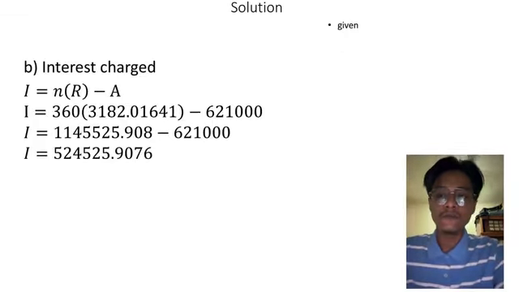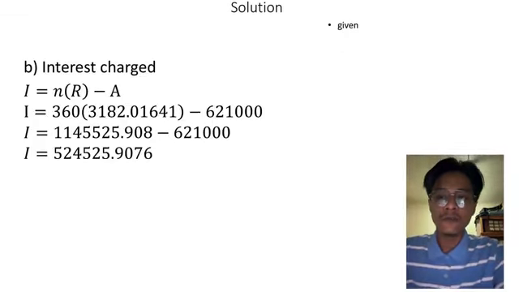Answer for question 4B. Even though the loan itself was only RM 621,000, over 30 years of monthly payments at 4.6% annual interest, the borrower ends up paying a total of RM 1,146,167 and 37 cents, meaning RM 525,167 and 37 cents of that is pure interest, almost as much as the original loan amount itself. This illustrates how compounded interest over a long term significantly increases the true cost of borrowing.